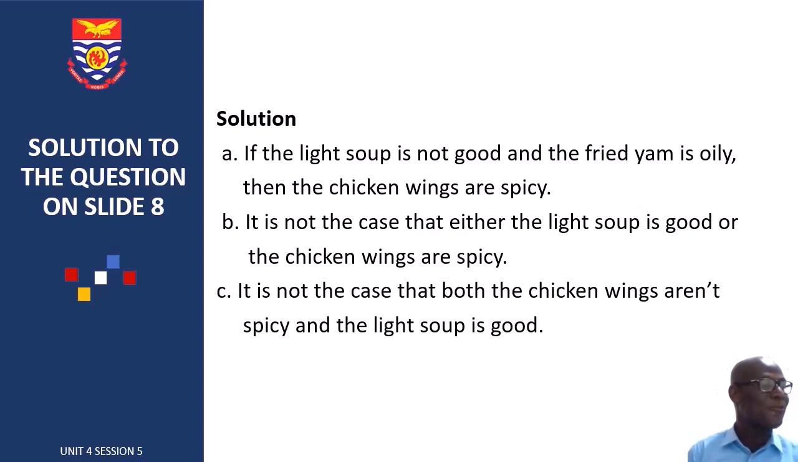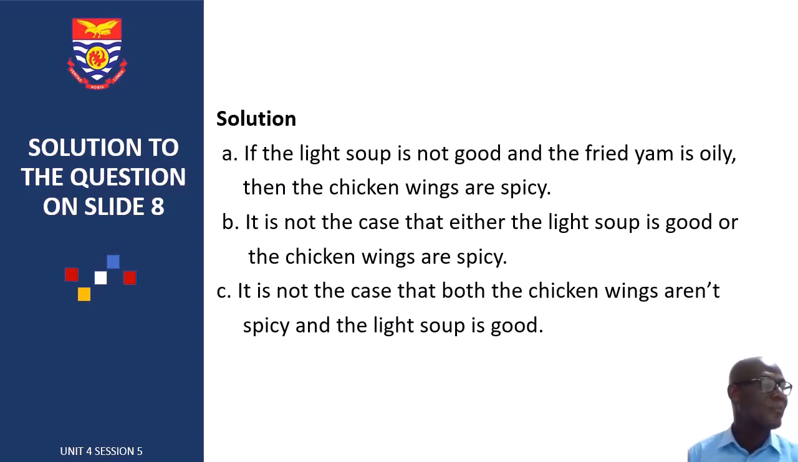B, we first have to find P disjunction R, after which we negate that. If you are finding P disjunction R, meaning it is not the case that the light soup is good or the chicken wings are spicy.